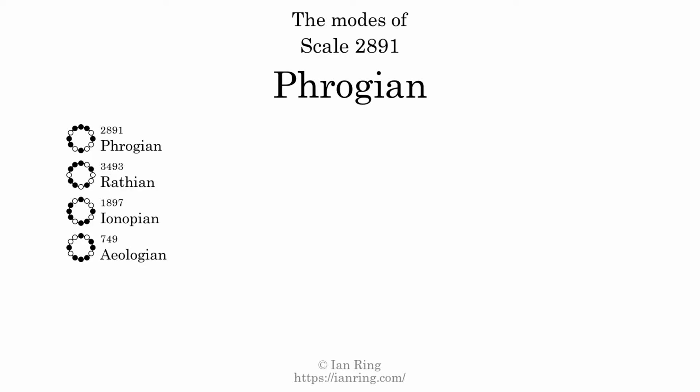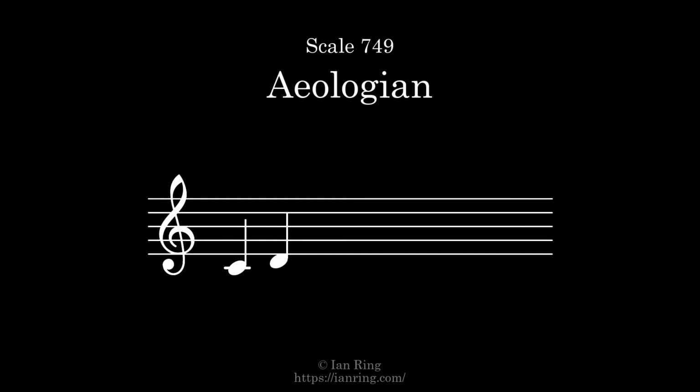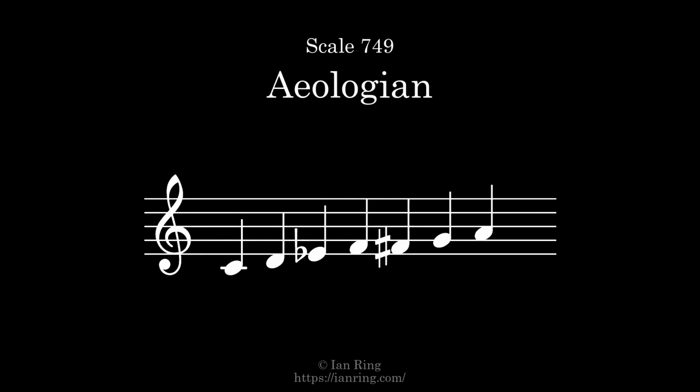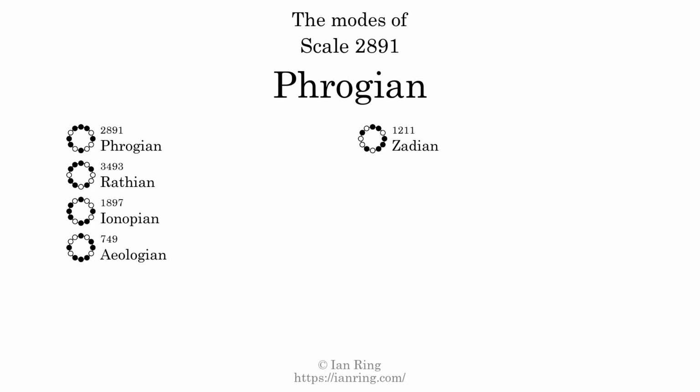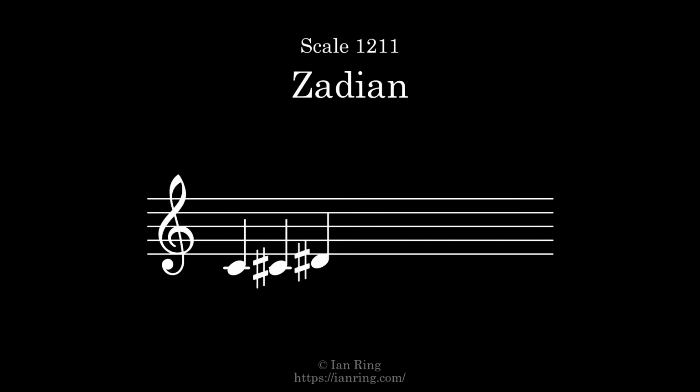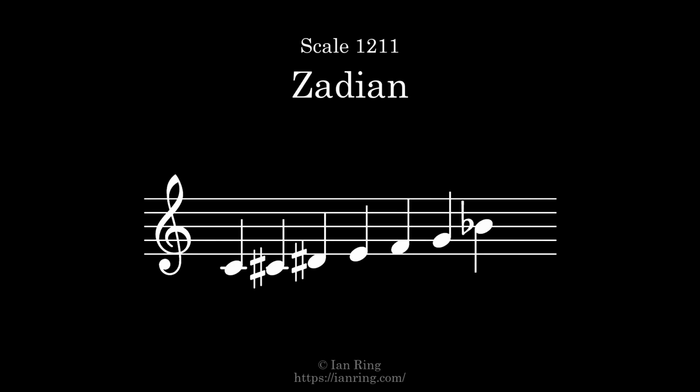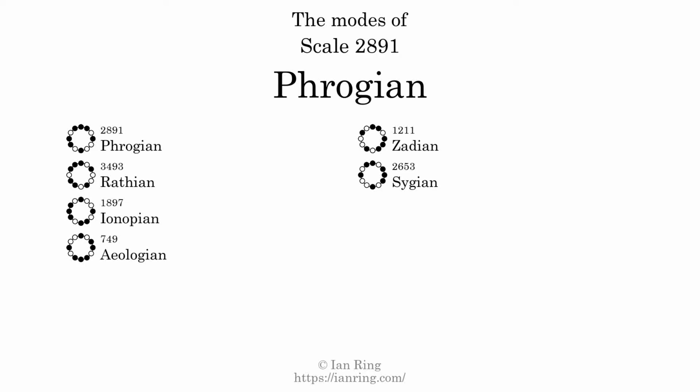The fourth mode is scale 749, also known as Eulogian. It sounds like this. The fifth mode is scale 1211, also known as Zadian. It sounds like this. The sixth mode is scale 2653, also known as Phrogian. It sounds like this.